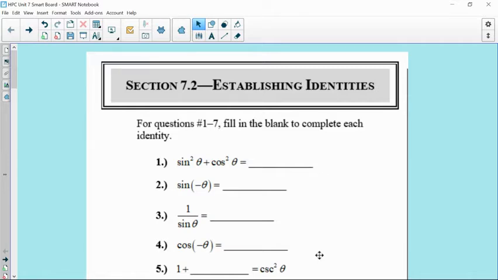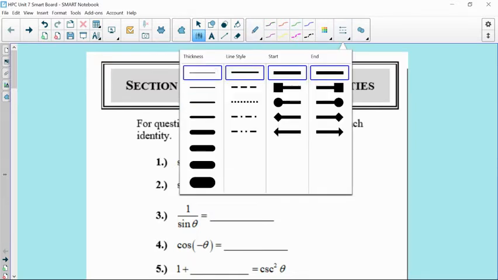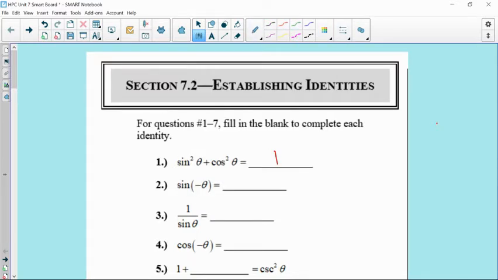So sine squared theta plus cosine squared theta, that's a Pythagorean identity. It's something that we just had a test on. We know that's equal to 1. Sine of negative theta is equivalent to negative sine of theta. That's the even odd property. And I know there's more Pythagorean identities, and more even odd properties.